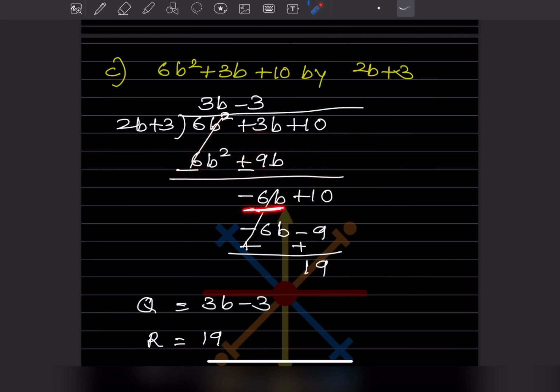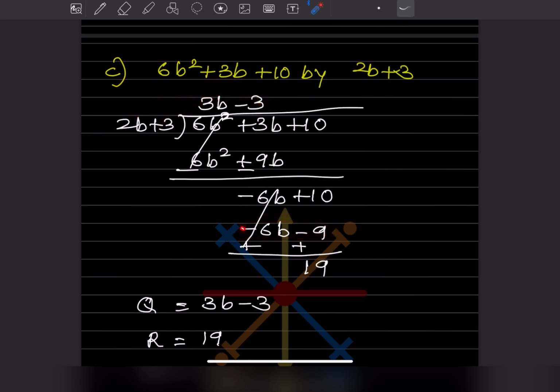You will bring this down. So now look at this one, minus 6b, and this one, the first one, that is 2b. This and this gets cancelled. 2 ones are 2, 2 threes are 6, that is going to be minus 3. So you are going to write here minus 3. Now you are going to multiply and see.